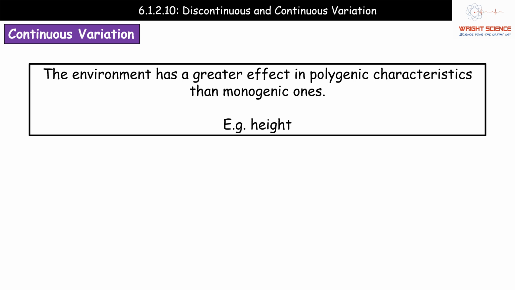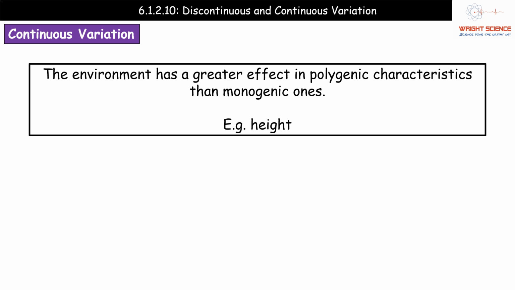Now, unlike our discontinuous variation where the environment did not have an effect, when we're talking continuous variation, the environment does have an effect, and it can have a significant effect, in fact. If we go back to our example of height that we looked at earlier on, it doesn't really matter whether you come from a family of 6'6" giants if you've got a terrible diet in your formative years. If you are not getting a good diet with lots of protein to give you those building blocks to let you grow to your potential height, you're never going to reach it.